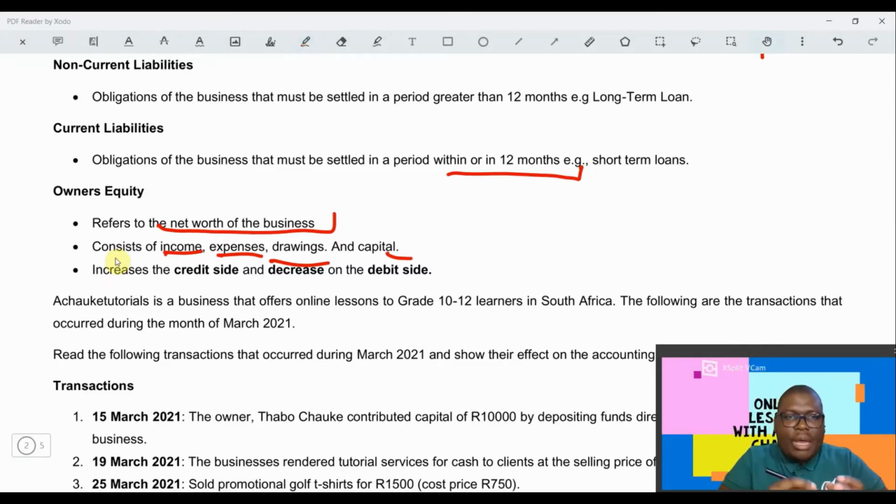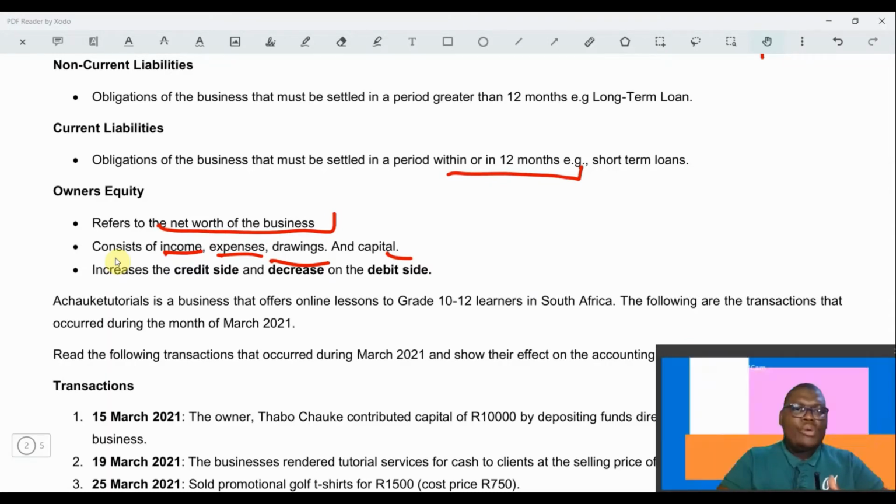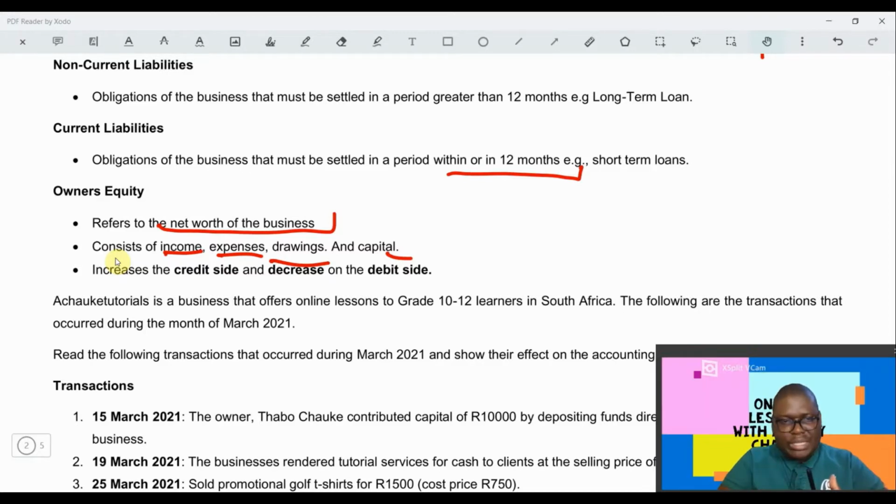In terms of income, think about the revenue that we get from selling our products or from rendering services. And then in terms of expenses, look at the cost that we incur in running our business. Like for example, things like your salaries and wages to pay your employees, they are part of your expenses. And in terms of drawings, we are talking about when you take money out of the business for personal use. So you need to be able to understand on which side these accounts that I've mentioned decrease and increase.